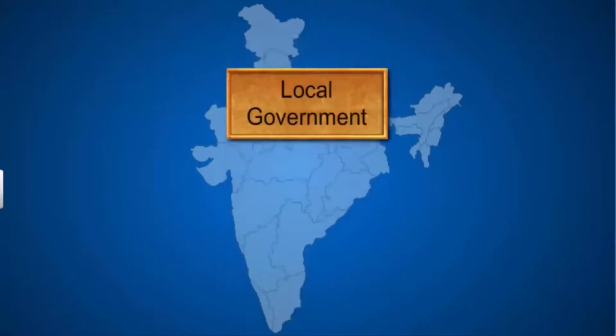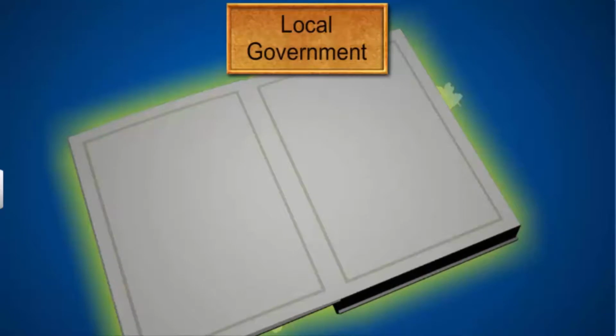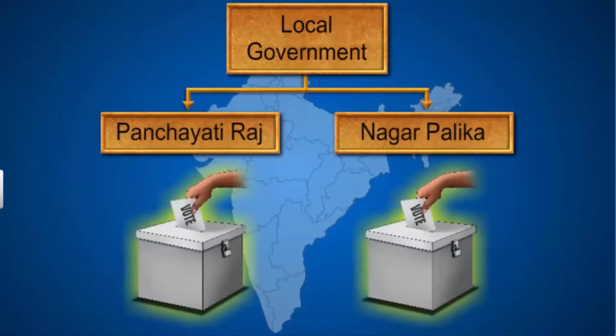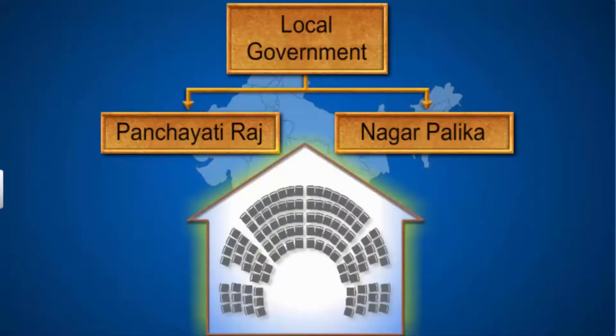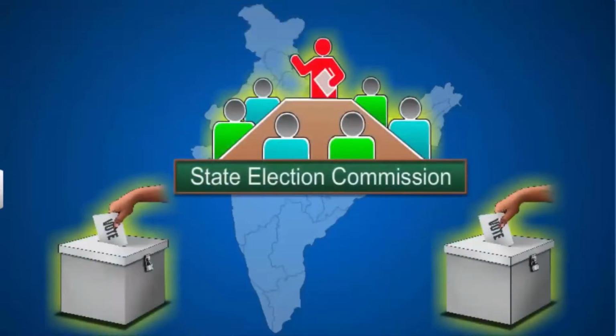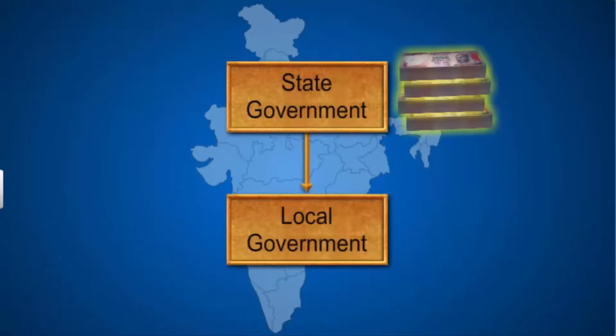To strengthen the local government and make decentralization more effective, several amendments have been made in the Constitution concerning the Panchayati Raj and the Nagar Palika or municipality. According to these amendments, it is mandatory to hold regular elections for local government bodies. Seats are reserved in the elected bodies for the scheduled castes, scheduled tribes and other backward classes, and 1/3 of all positions are reserved for women. An independent state election commission has been created in each state to conduct Panchayat and municipal elections. Moreover, the state governments are required to share some powers and revenue with local government bodies.